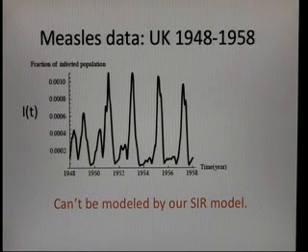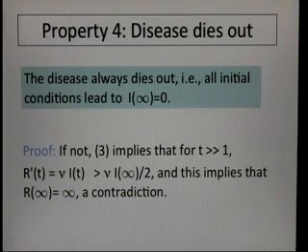But obviously, the limit I infinity, so to speak, does not exist, right? The number of infectives is not going to a limit. So measles in the UK during this period cannot be modeled by an SIR model. Okay, and then I think I ended the last lecture by proving that the disease dies out, that I infinity is equal to 0.